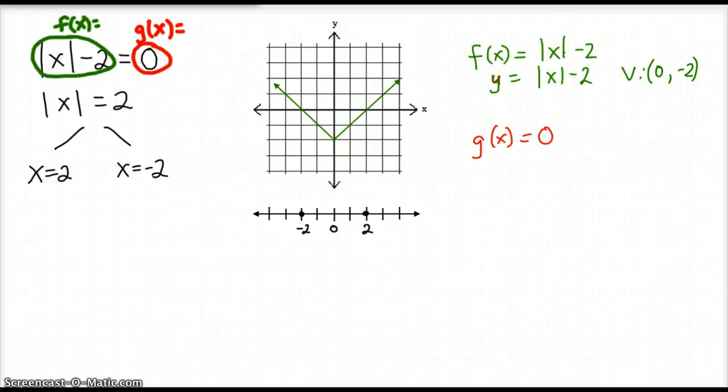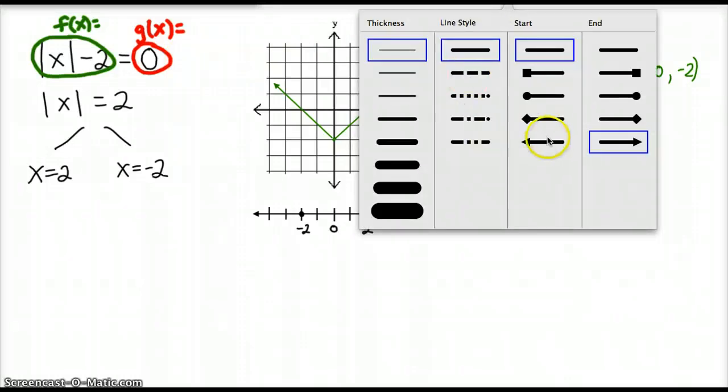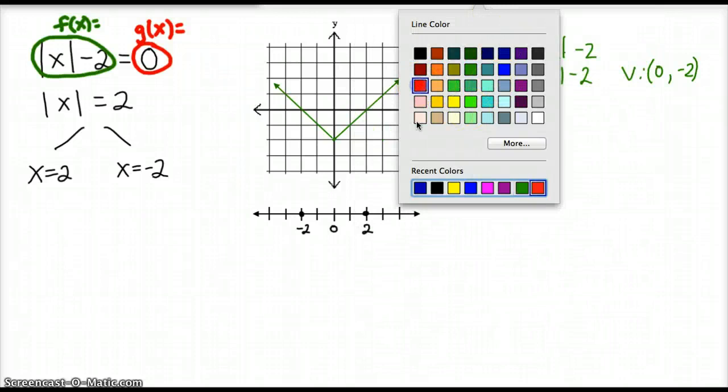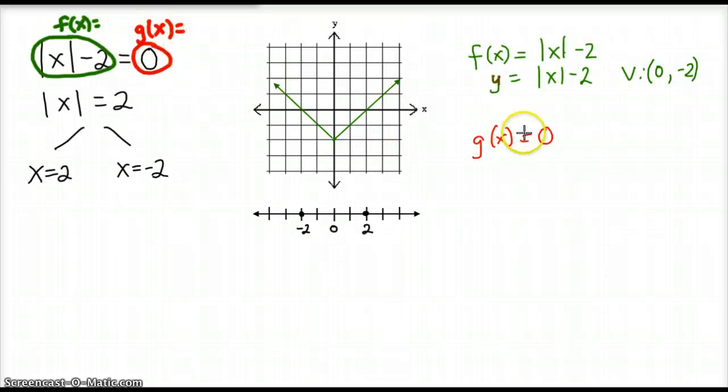Well, let's do the same thing, but for the second function. The second function, g of x equals 0. y equals 0 is a horizontal line right there. Let me move that down. So that's fine. And voila, we have our two functions graphed.